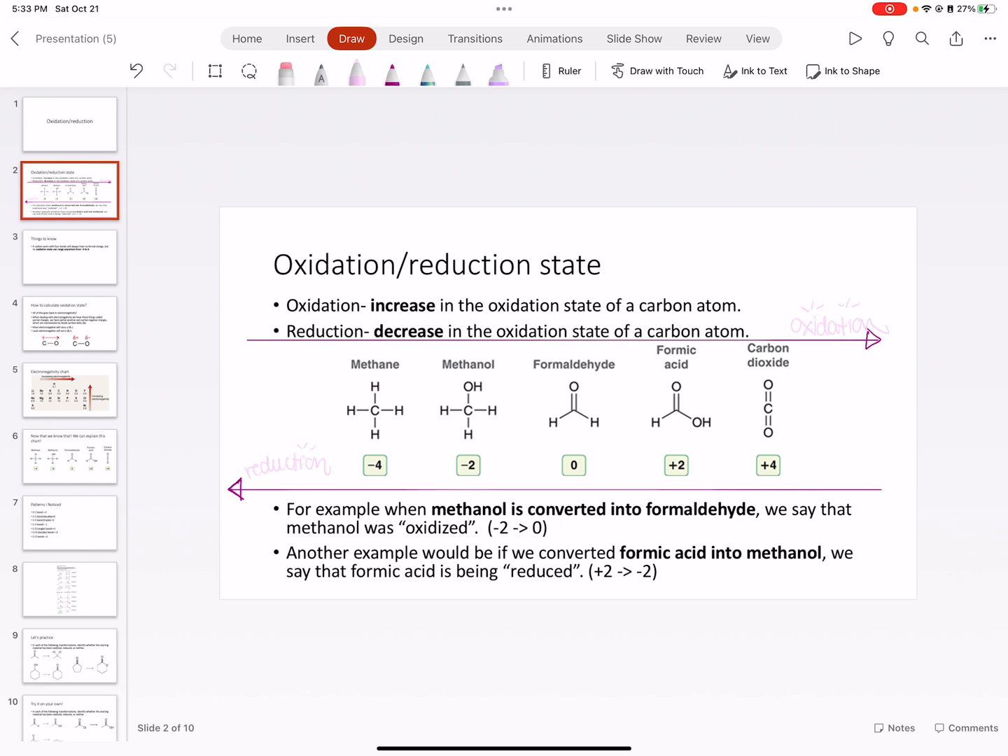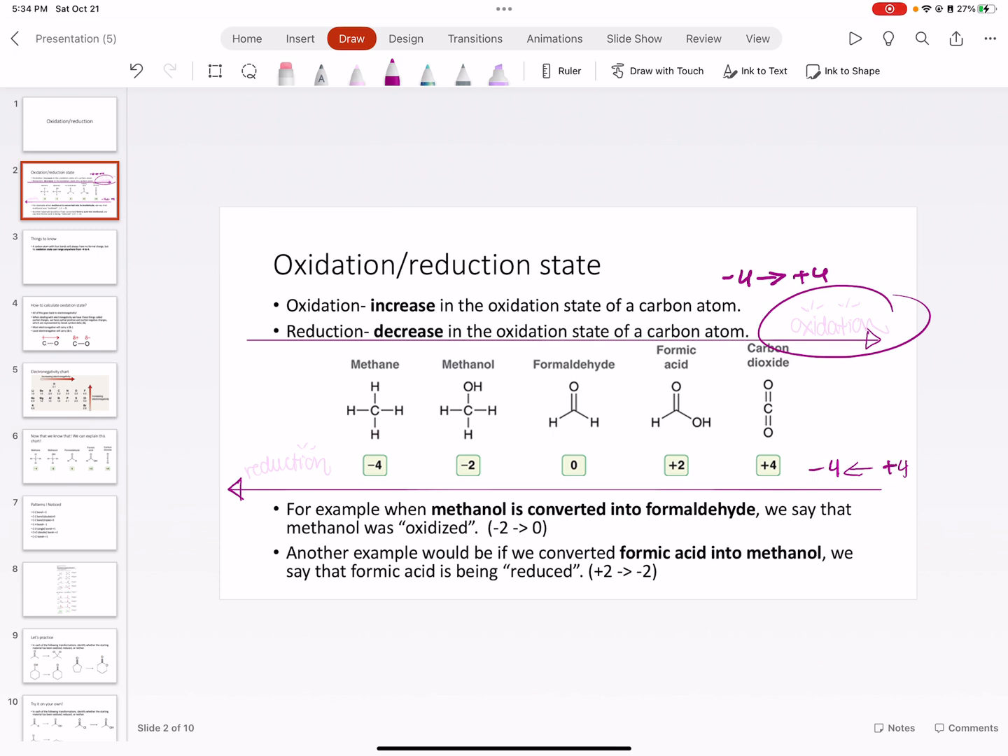So then, overall, oxidation and reduction states. Oxidation is an increase in the oxidation state of a carbon, as you can see here. And normally we will go from -4 to +4, so it's between that range. While reduction is a decrease in the oxidation state of a carbon atom. So instead, we'll go from +4 to -4.